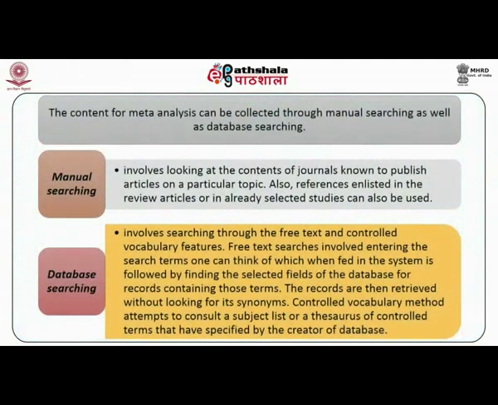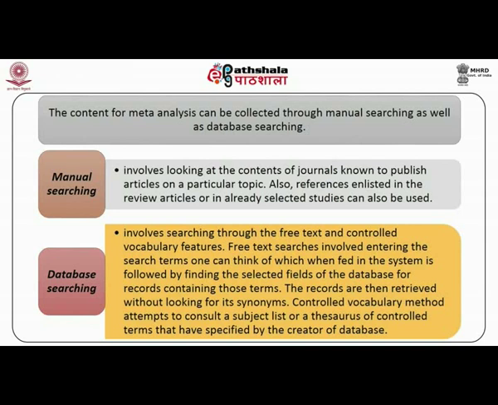Finding content for meta-analysis. The content for meta-analysis can be collected through manual searching as well as database searching. Manual searching involves looking at the contents of journals known to publish articles on a particular topic. Also, references listed in the review articles or in already selected studies can also be used. The database searching involves searching through the free text and controlled vocabulary features.